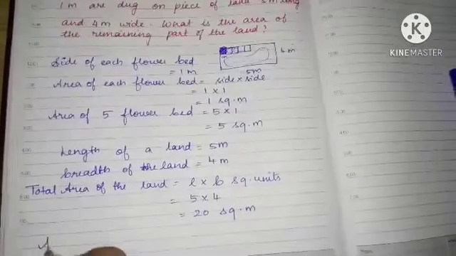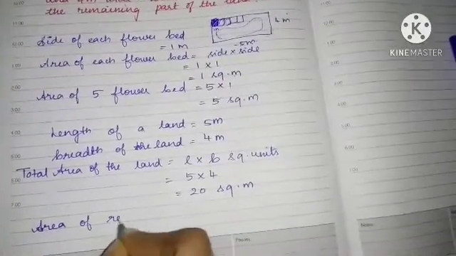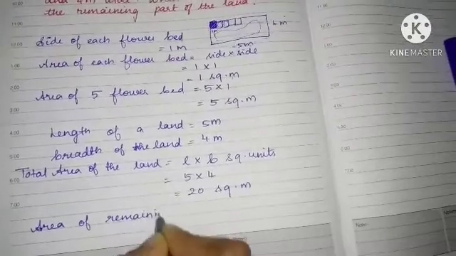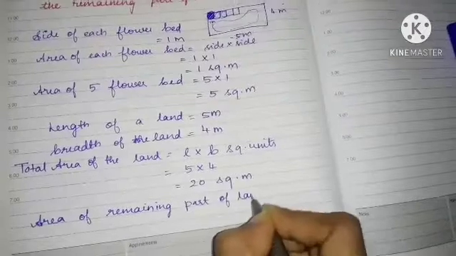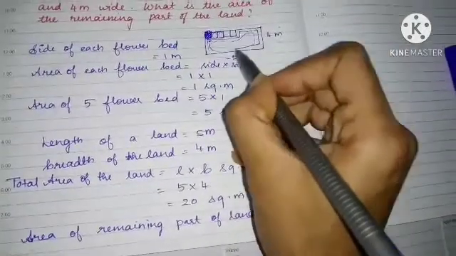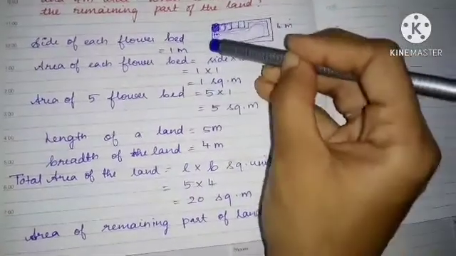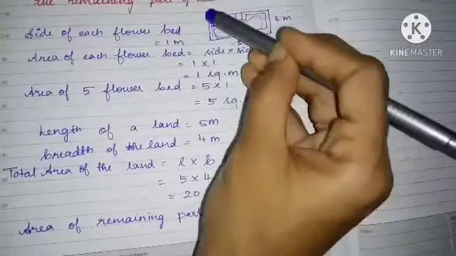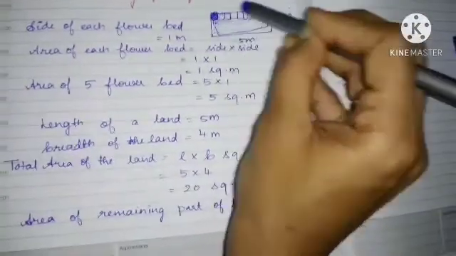Now, what is the area of the remaining part of the land? So now we are supposed to find this area, this one. How will we find this area? You will subtract the area of the 5 flower beds from the total area of the land.